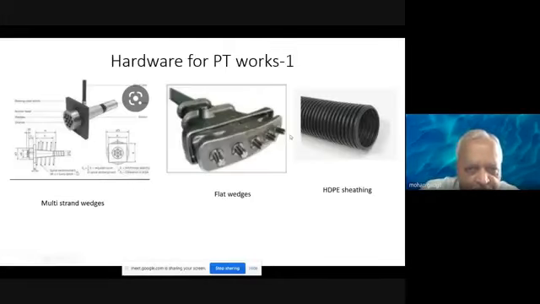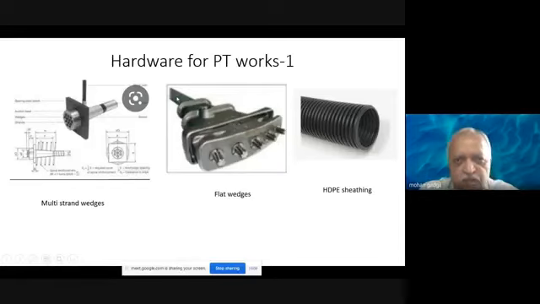Now, this is some of the hardware which I just want you to have a look at. This is the multi-strand wedges, where several cables are stressed in one go. Now, these are flat wedges where in slabs we use side-by-side cables, and these cables can be either 2, 3, 4, up to 5, you can place them.